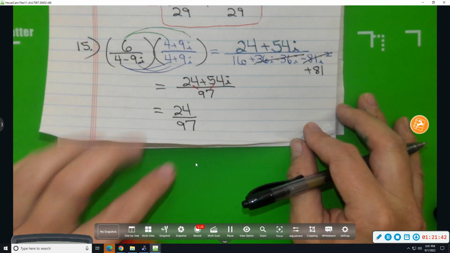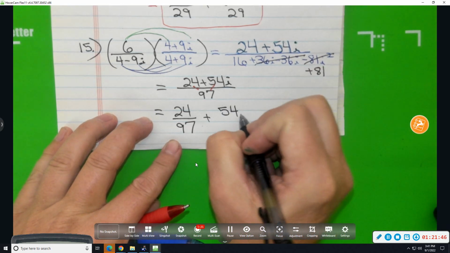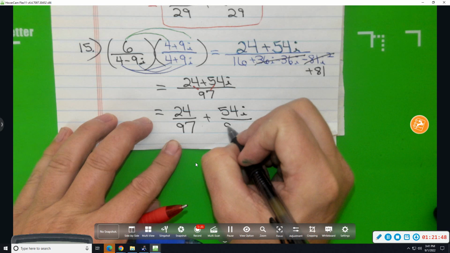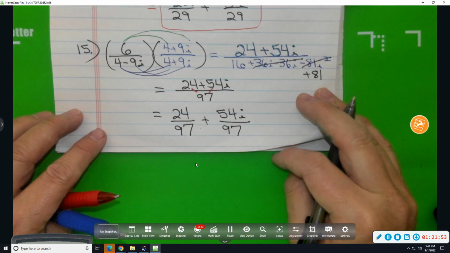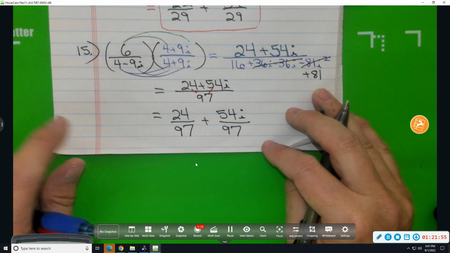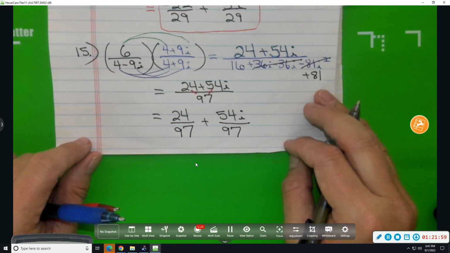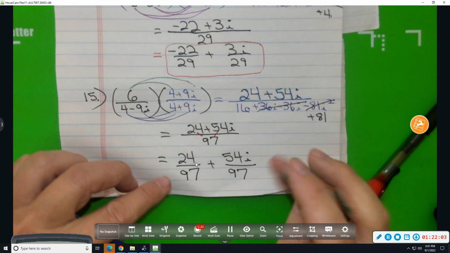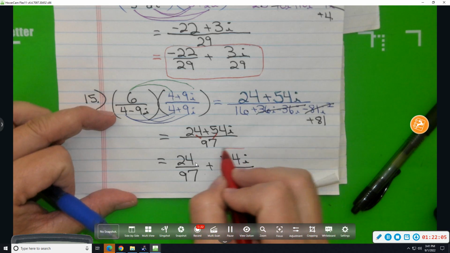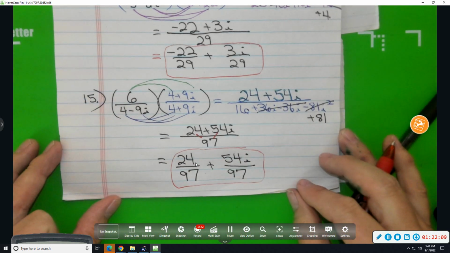Plus 54i over 97. This is nice because I don't see any common factors. Yeah, 24 over 97 doesn't simplify, does it? Is 97 prime? I think 97 is prime. I don't think anything divides into 97. So they make us split it up, but there's nothing to cancel.